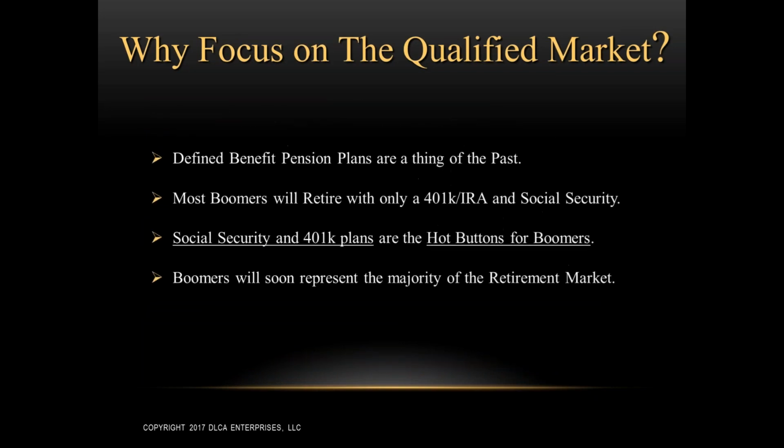And to continue with that, as I mentioned before, defined benefit pension plans are literally a thing of the past. Most boomers today are going to retire with their 401k, might be an IRA or an SEP, and Social Security. So Social Security and 401k plans have become the hot buttons for the boomers. And boomers very soon will represent the majority of the retirement market. So again, getting back to that question, why focus on the qualified market? Here's the answer. It's where the retirement market is growing.